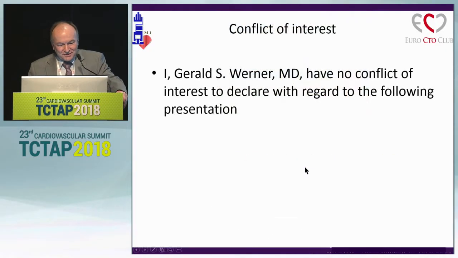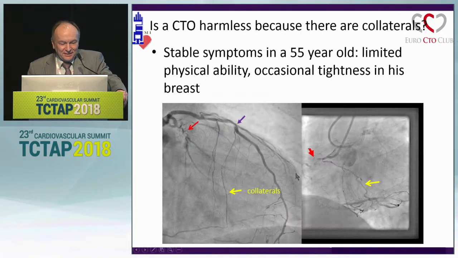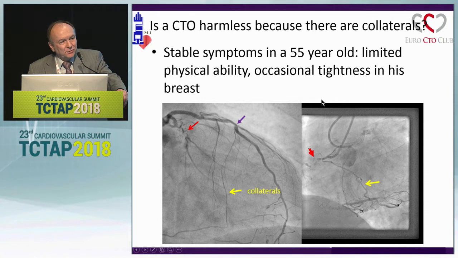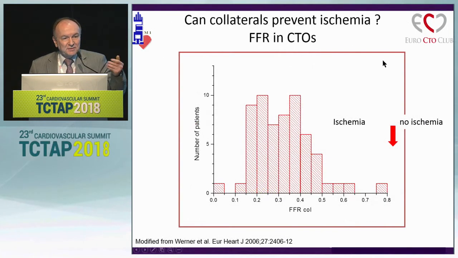Okay, should all CTOs be opened? Well, this is a CTO, or more than one CTO, in a 55-year-old patient. He has stable symptoms. He even played football in his pastime. Although he did not play in the field anymore, he was goalkeeper. He would tell you of occasional tightness in his breast, but you see CTO of the circumflex, CTO of the right, and collaterals. But is this harmless?